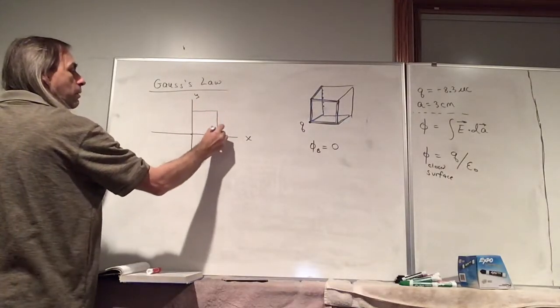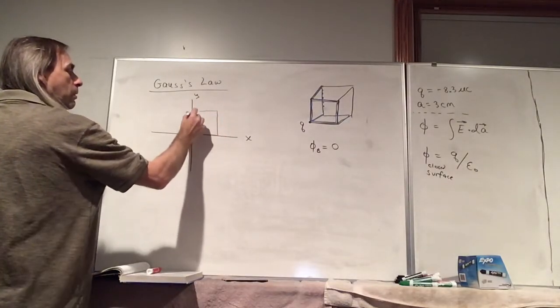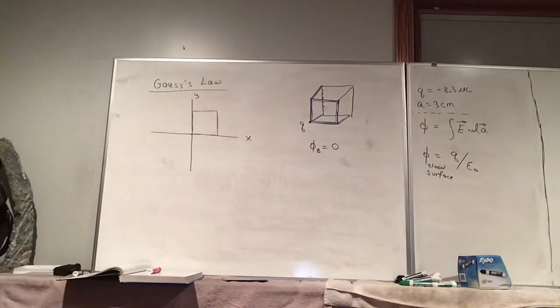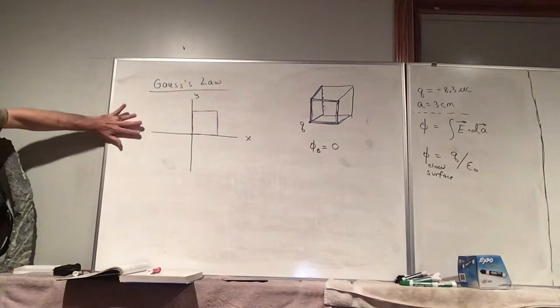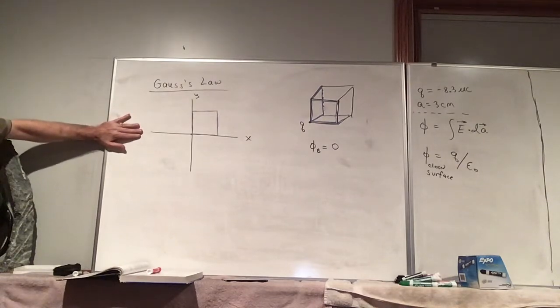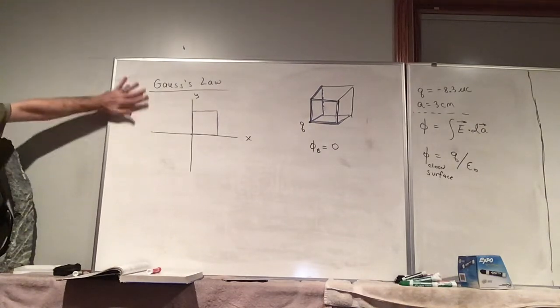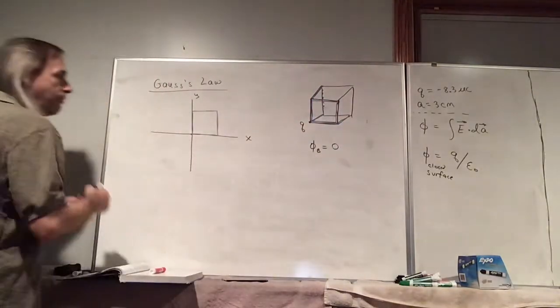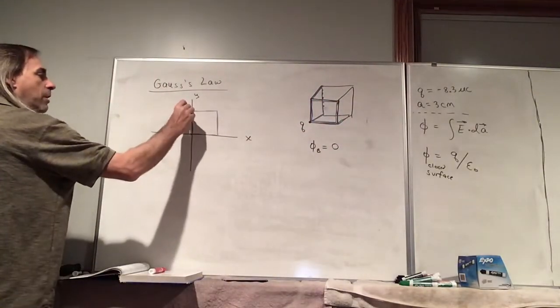So again, this is our cube just looking down. Imagine that this is just above the xy plane. And so that's this cube here. What if we draw 3 more here?